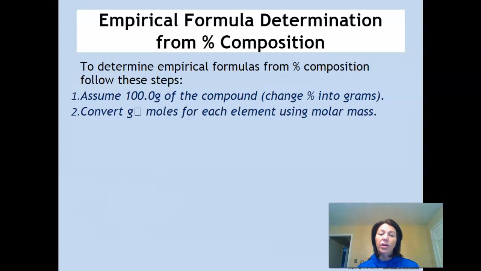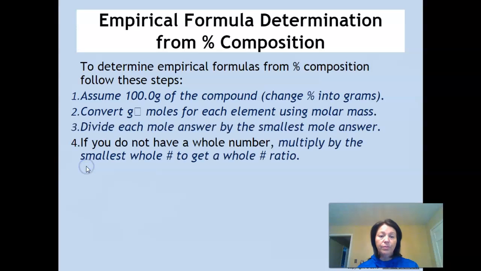At that point, you're going to convert the grams to moles for each element of the compound using the molar mass. So for carbon, if I had 63.7 grams of carbon, I'm going to set that equal to 1 mole of carbon over the molar mass, which is 12 grams of carbon. Divide 63.7 by 12, and that's going to give me the number of moles. I would do that for each element that I would be working with in my compound.